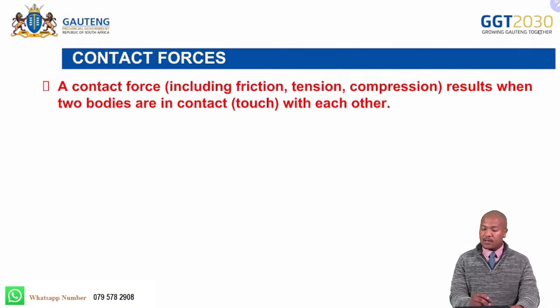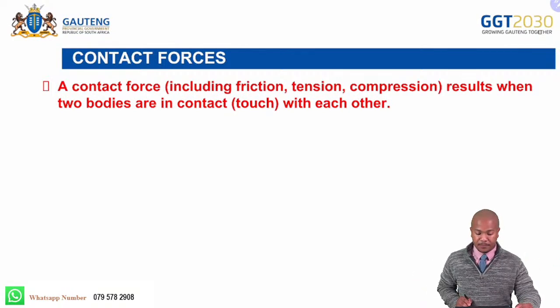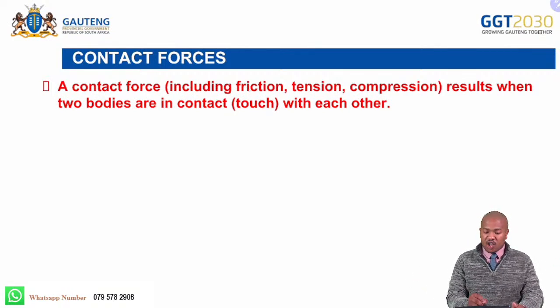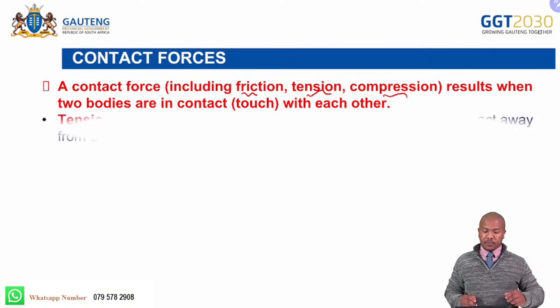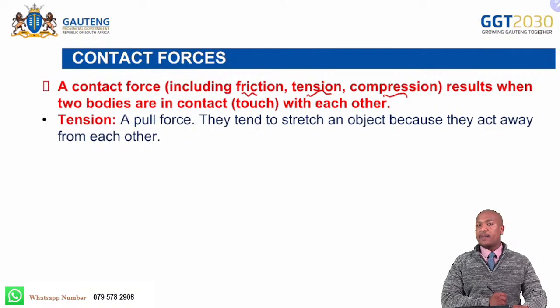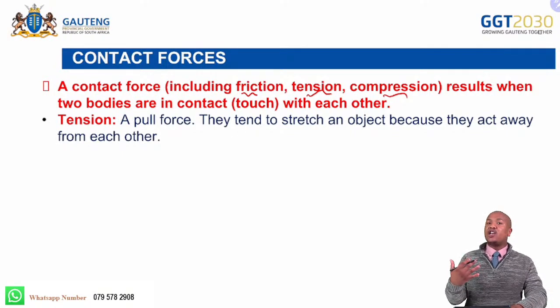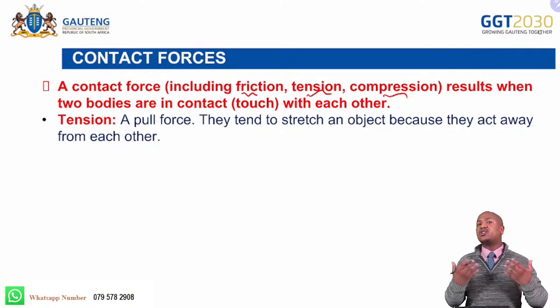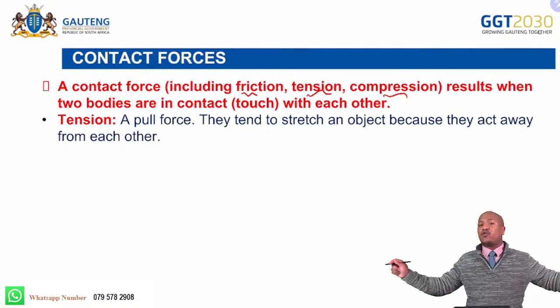A contact force is a force that needs two objects to touch each other. Contact forces include frictional force, tension force, and compression force, when two bodies touch each other. Now, tension force, for example, we said that it is a pull force, right? When it pulls, it tends to stretch an object. This is because the forces act away from each other.